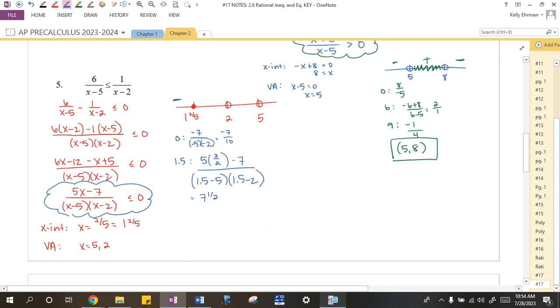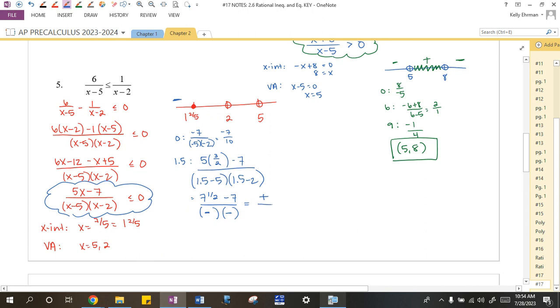7.5, right? So 14 divided by 2 is 7. 16 divided by 2 is 8. So 15 divided by 2 is 7.5 minus 7. The whole point is that's positive. What about down here? 1.5 minus 5. Yeah, I could do that subtraction, but I'm just saying, well, it's negative something. And 1.5 minus 2 is negative.